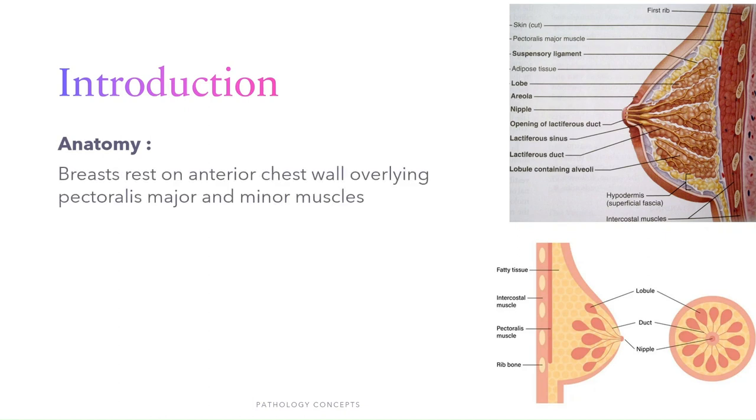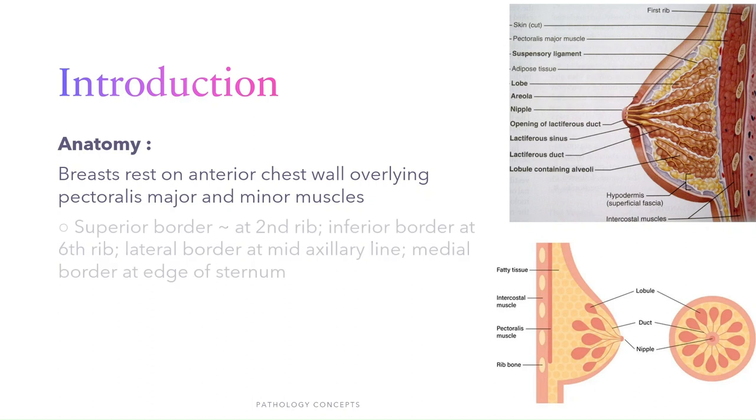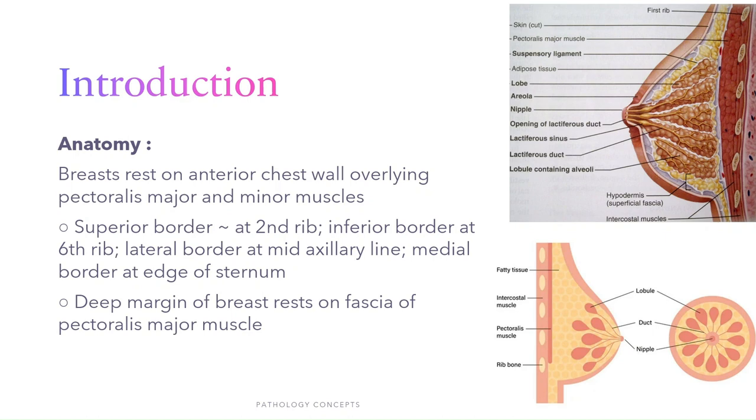Introduction. The breast rests on the anterior chest wall, overlying the pectoralis major and minor muscles. The superior border is formed by the second rib. The inferior border is formed by the 6th rib, the lateral border is at the mid-axillary line, and the medial border is at the edge of the sternum. The deep margin of the breast rests on the fascia of the pectoralis major muscle. Breast tissue often extends into the axilla, which is called the tail of Spence.